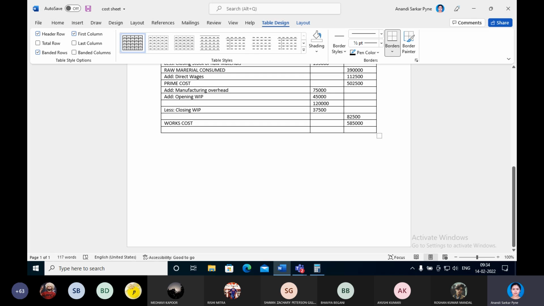Next is administration overhead. Next thing we will consider is office and administrative, because after manufacturing the product, office related works are conducted. Sequentially we will add. Since it is mentioned administrative overhead, I will write only administrative overhead. Whatever the question says, you will mention that only. So administrative overhead is 12,000.